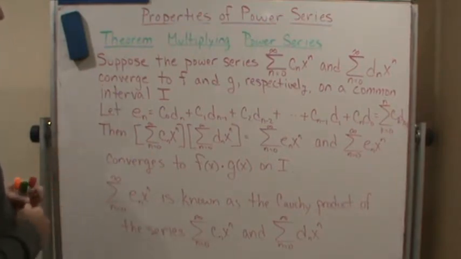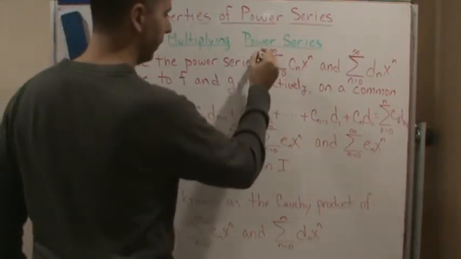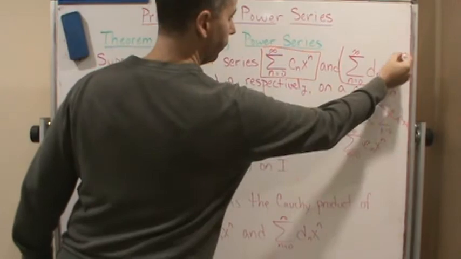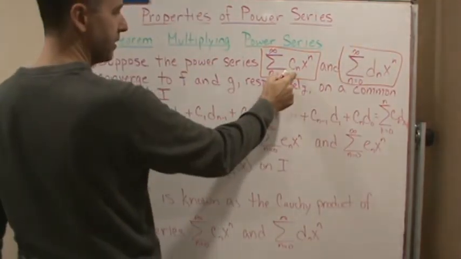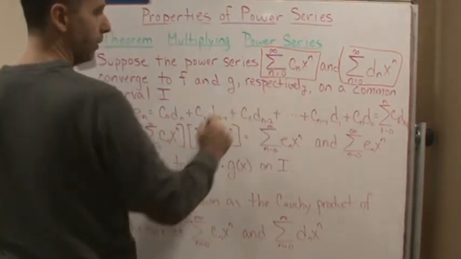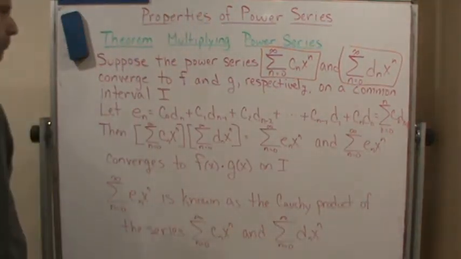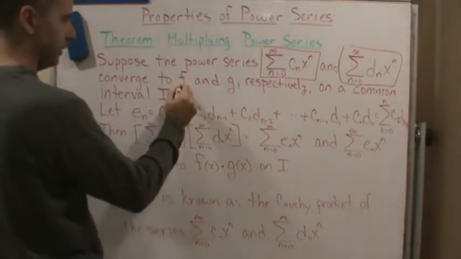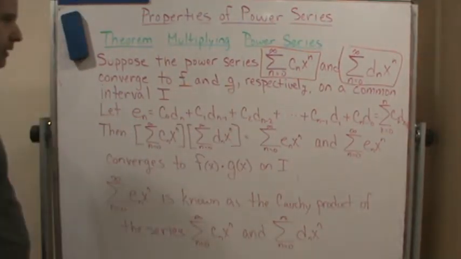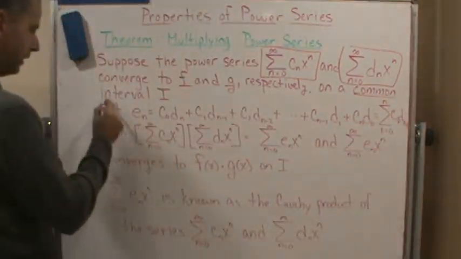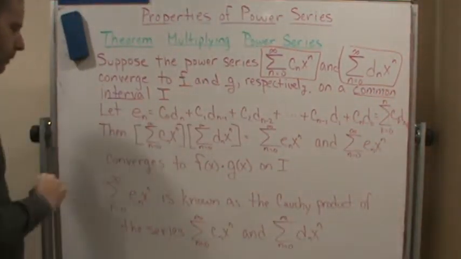Okay, so first of all, it says suppose that we have these two power series, this one and this one, where we have c sub n times x to the nth power here, and we have d sub n times x to the nth power here. And let's assume that they converge to these functions, f and g respectively, on a common interval. Again, remember, on a common interval I.